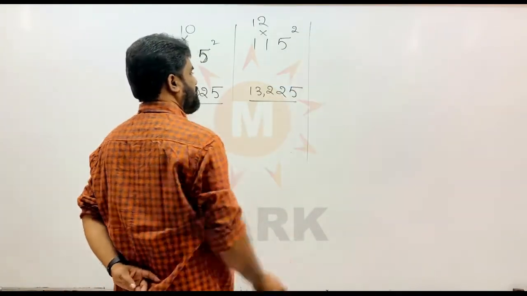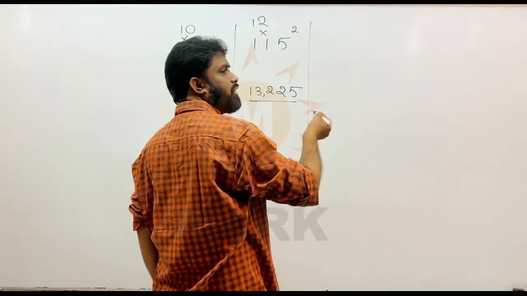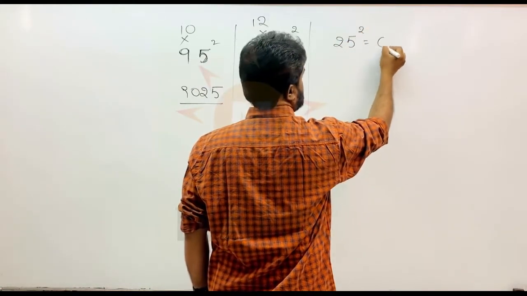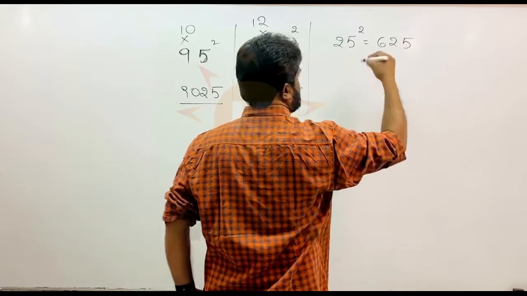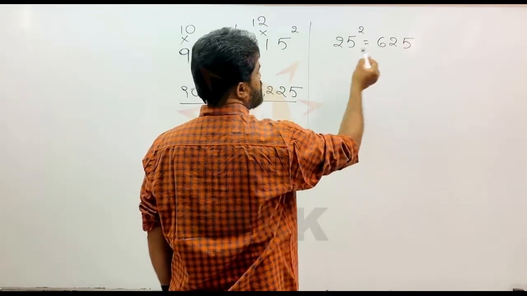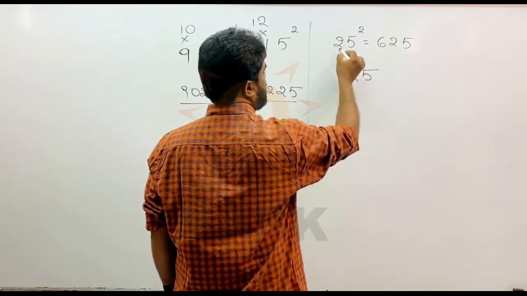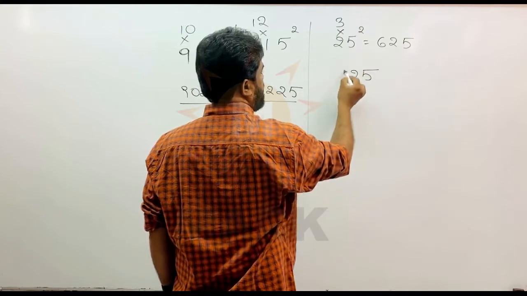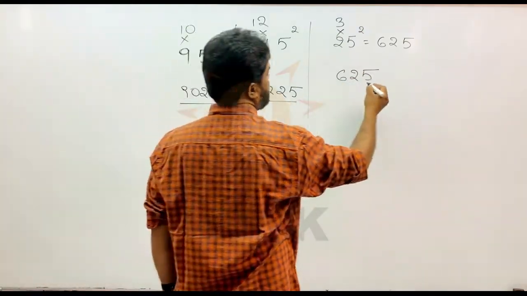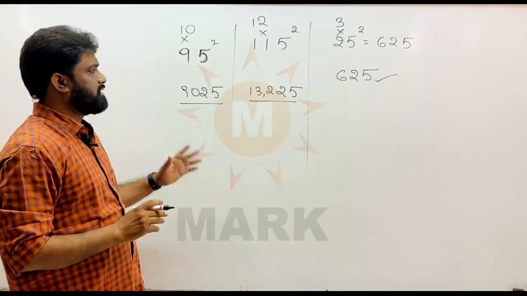Now next point: one small known example I will take. Suppose you need to find 25 square, which is equal to 625. We already know this, so I am just checking whether the shortcut is working or not. So 5 square stands for 25. The next number is 3. 2 3s are 6. So 625 is the answer, and we got it by the shortcut also. This is the special method.